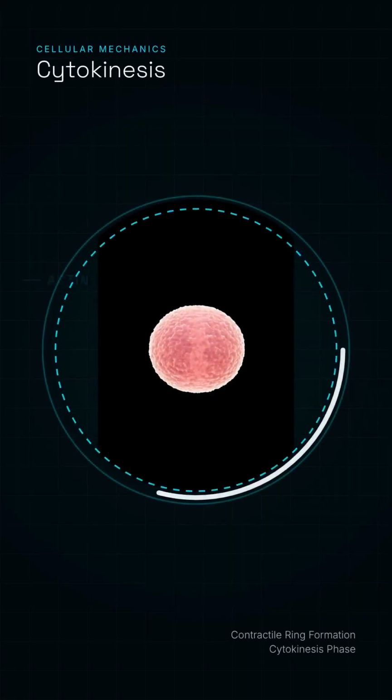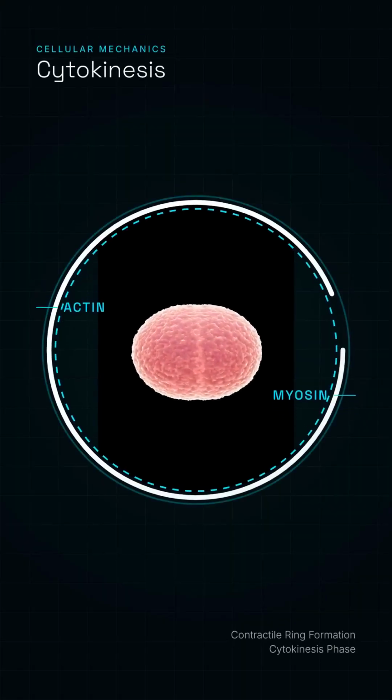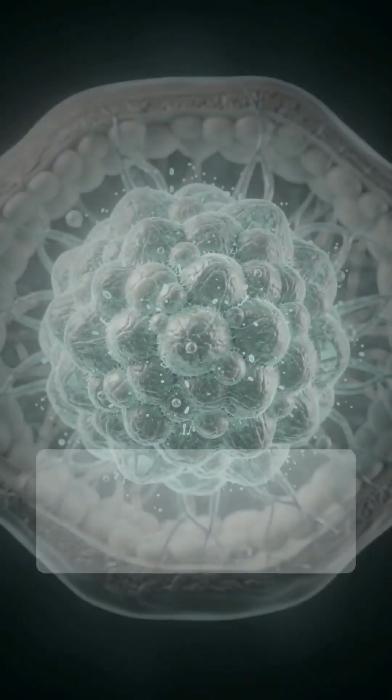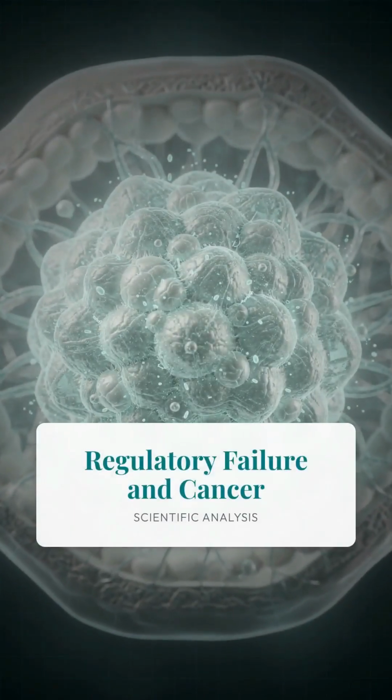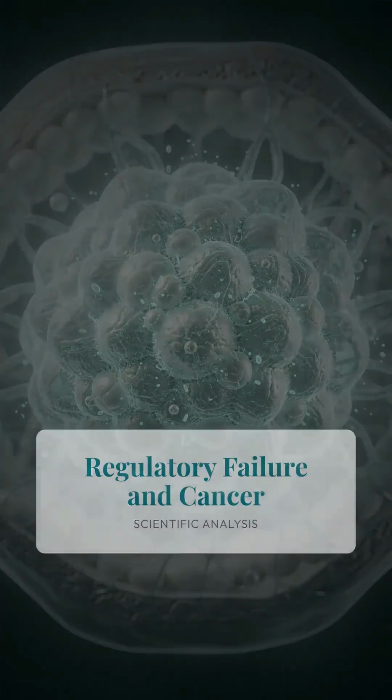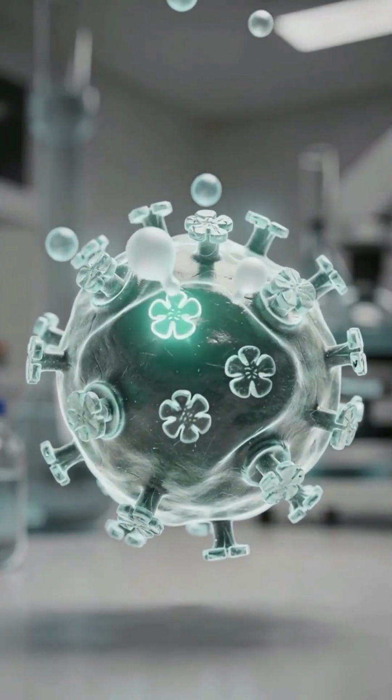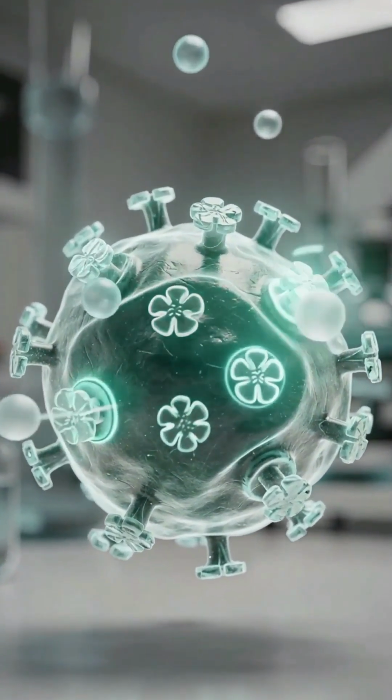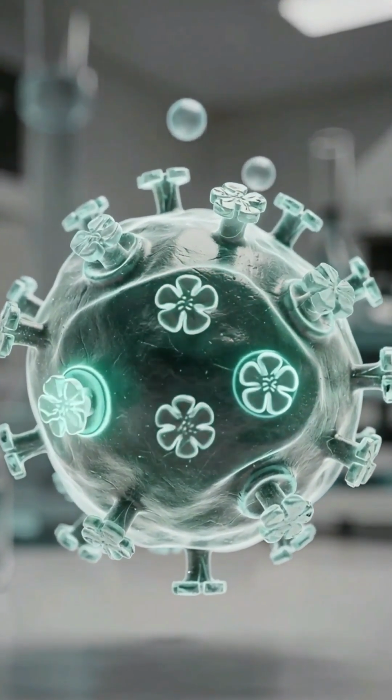Cytokinesis completes the division, creating two genetically identical cells. When regulation fails, uncontrolled division can lead to tumor growth and cancer. Stem cells are the foundation, capable of specializing into any cell type in the body.